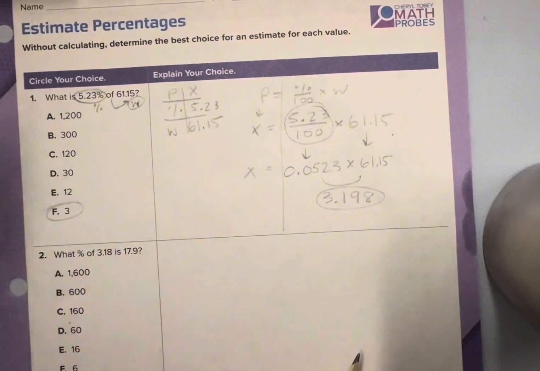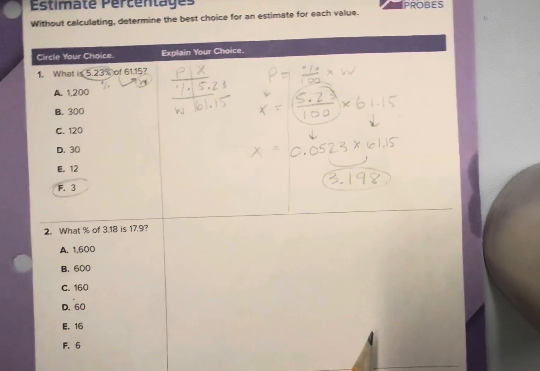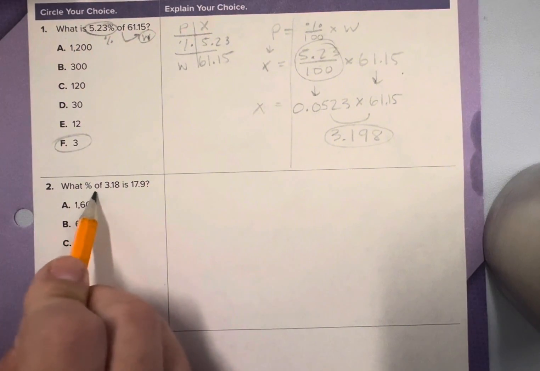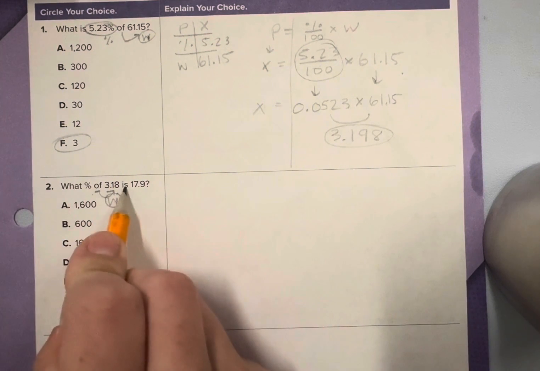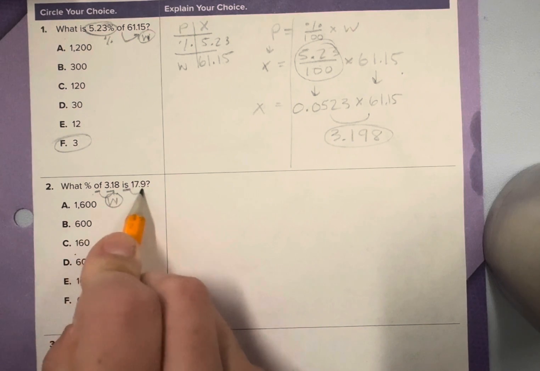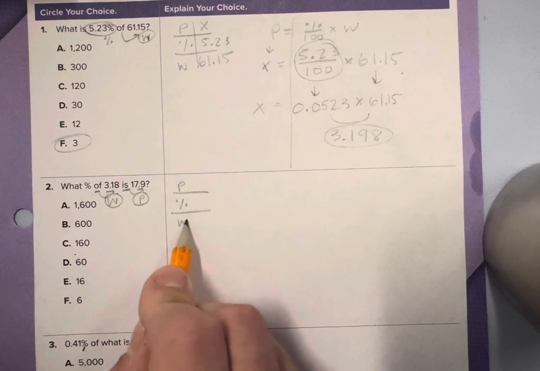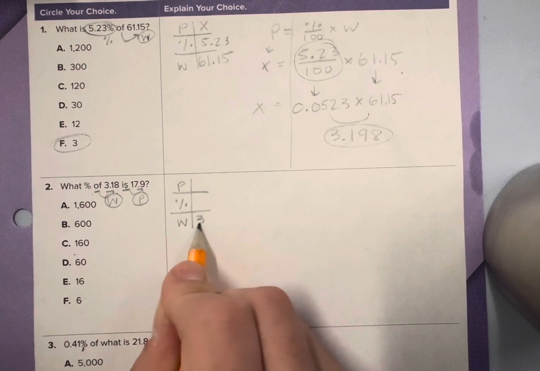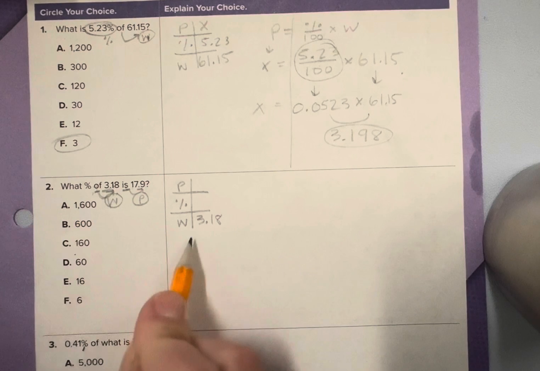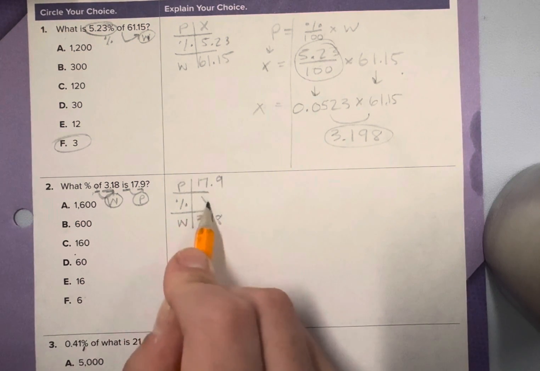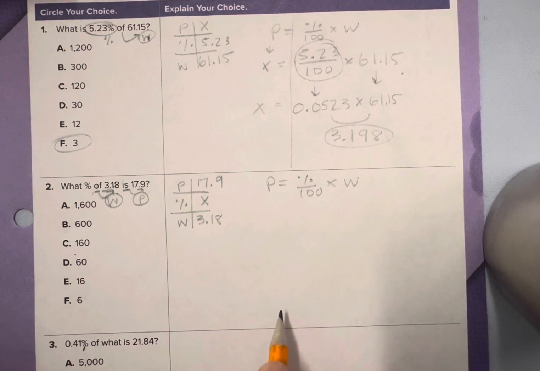One more problem, just so that you can see another type. This one is asking for the percent. So if it's asking for the percent, what percent of 3.18, so 3.18 would be the whole, is 17.9. After is comes the part. This one might be confusing because you might think that the whole is always bigger than the part, but that's not true. It just depends on the situation. So in this situation, of is the whole, of 3.18 is 17.9. So when I do my equation, it will start like this.